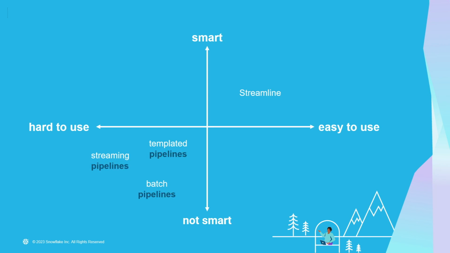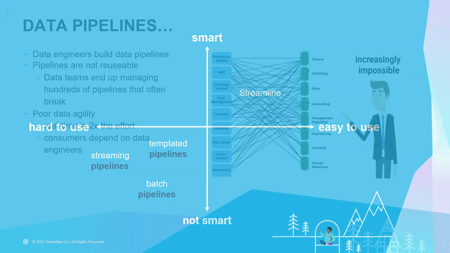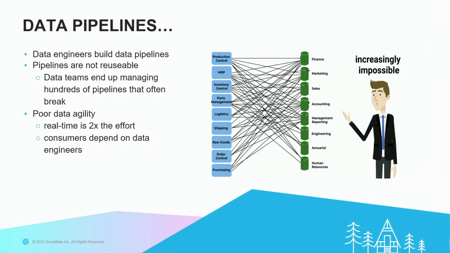Now, how we got there was just examining all of the current solutions. And all of the current solutions have the same one thing in common. They're all built on these traditional concepts of data pipelines. Now, let's go over what some of these problems are. The first major problem: data pipelines traditionally require data engineers to build them. So that creates cross-team dependencies between the consumer and the people who acquire the data.